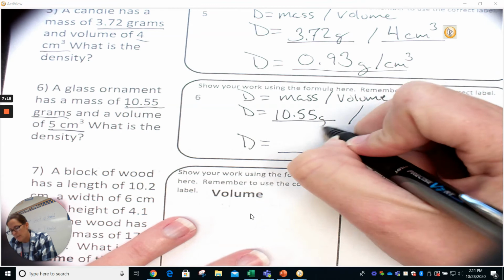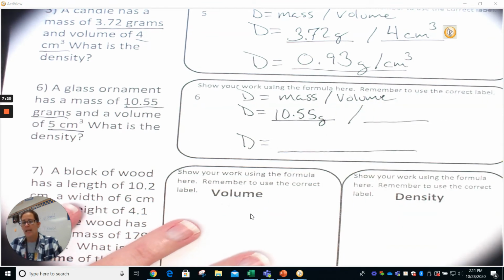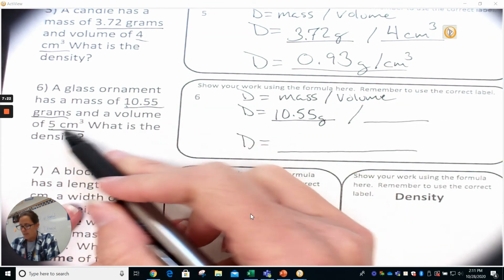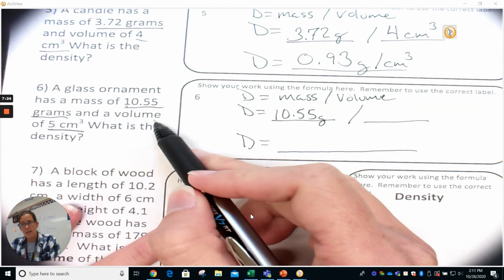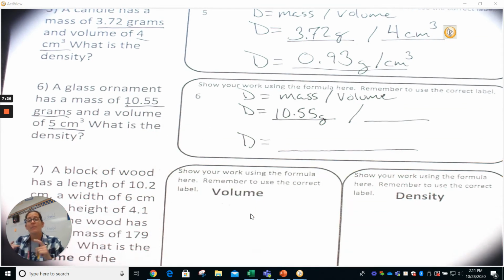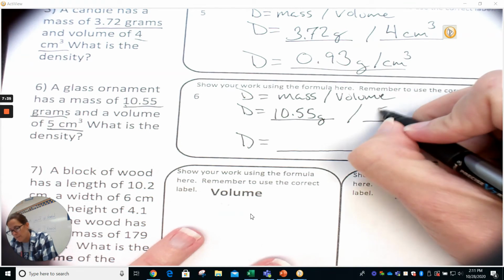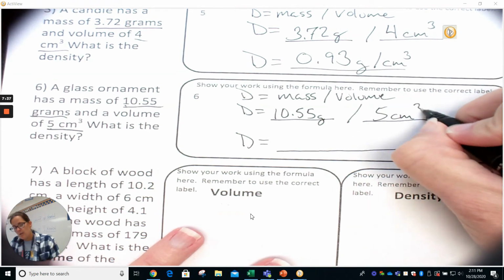10.55 grams right there. Okay, and our volume is 5 centimeters cubed. It tells you it's volume. Even if it didn't, we would know if it's a milliliter or a centimeter cubed. We know it's a volume because those two are units of volume. Okay, so I'm going to put 5 cm cubed.